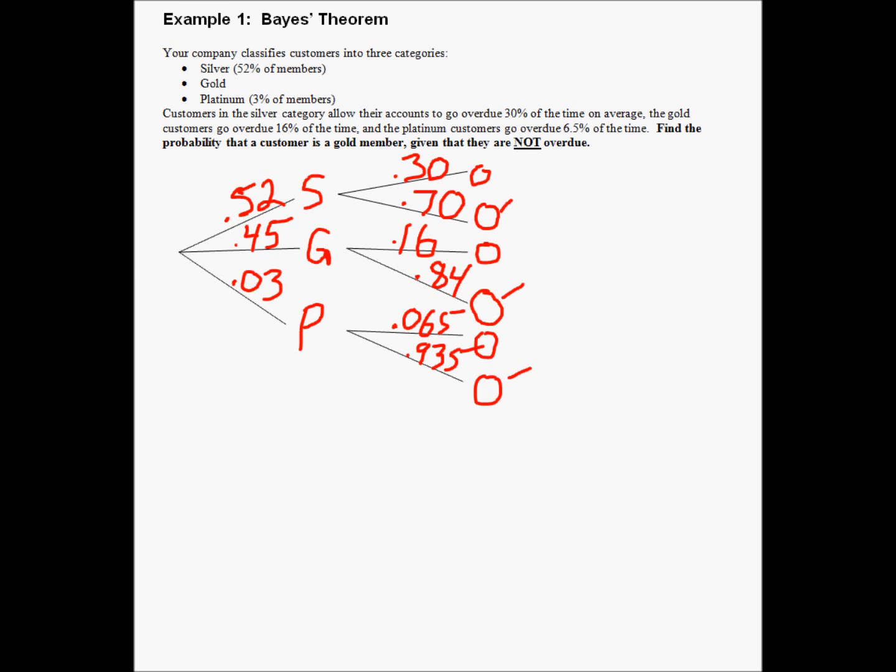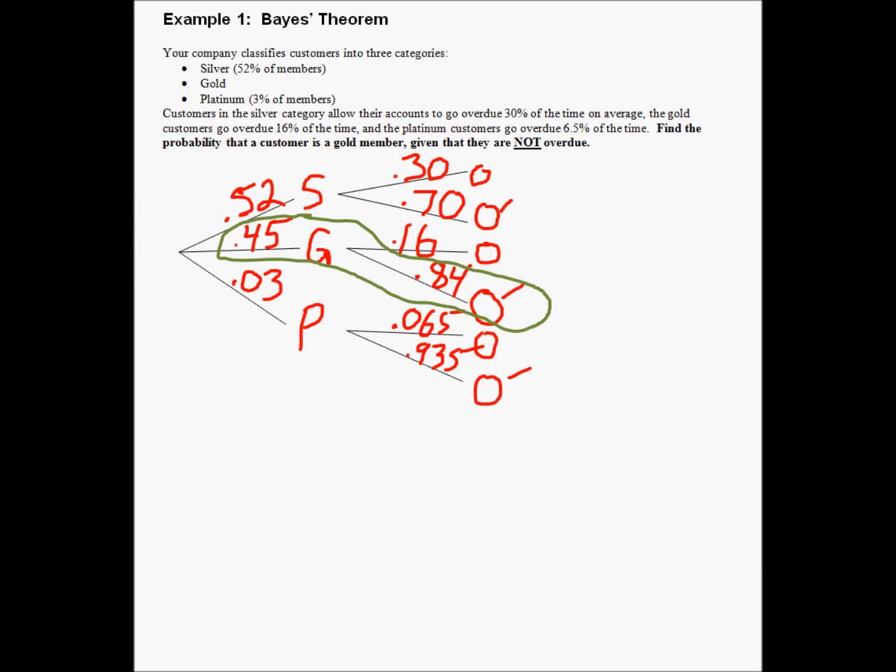Okay, now to set the fraction up, we have our tree diagram done, and now we have to figure out our numerator, which is going to be what we're looking for. In this case we want gold members that are not overdue. So that would be this percentage of gold, and that percentage of the gold that's not overdue. So that's the gold and not overdue. That's going to be our numerator.